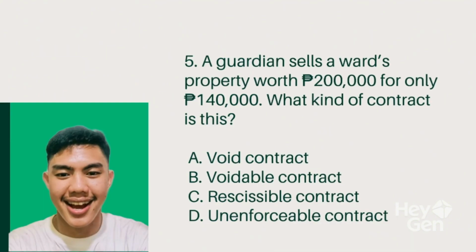5. A guardian sells a ward's property worth $200,000 for only $140,000. What kind of contract is this? A. Void contract. B. Voidable contract. C. Rescissible contract. D. Unenforceable contract.